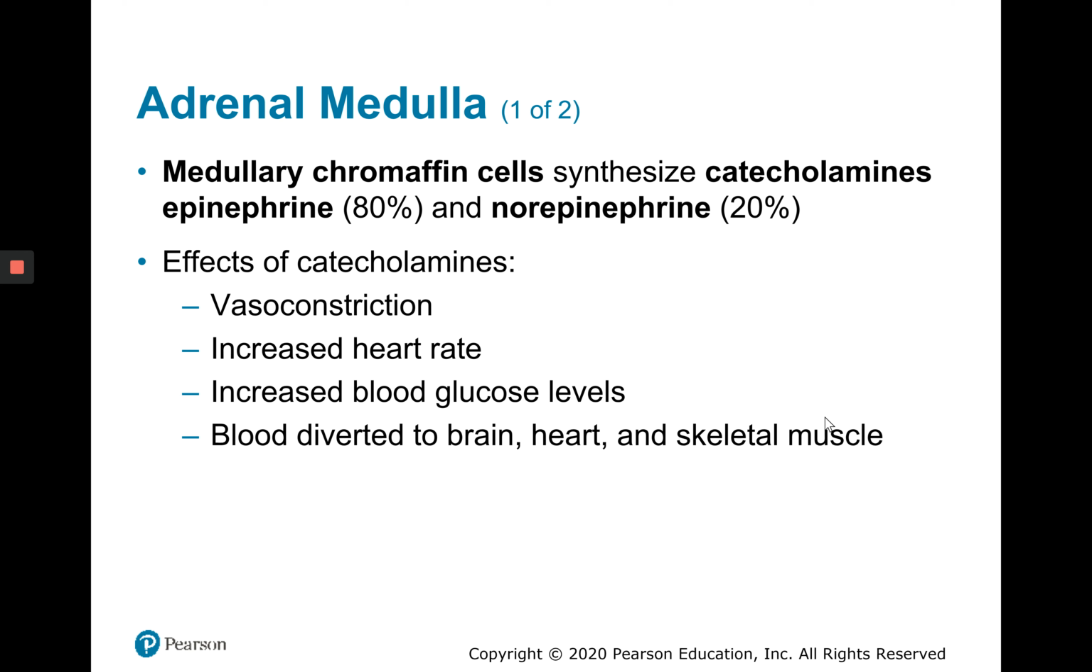So we would want vasoconstriction to speed up blood flow to important organs like your brain, your heart, your skeletal muscle. We would want increased blood glucose levels so that we have energy going to cells so they can use that energy along with oxygen to make ATP. And we'd increase your heart rate also to improve getting these nutrients to the cells that need them most when you're trying to fight or flee a situation.